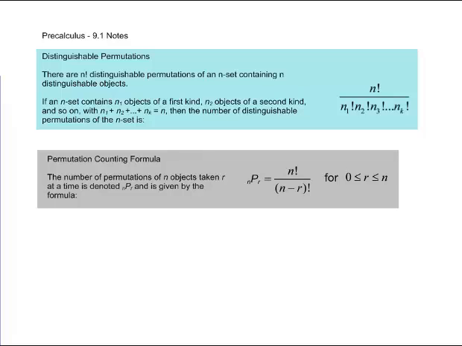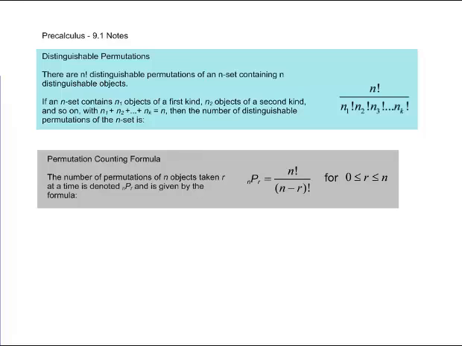Okay, so what we're looking at on the slide then are the formulas for finding distinguishable permutations. If you have n factorial distinguishable permutations of a set of n containing indistinguishable objects, this is what it looks like: n factorial over n1 factorial times n2 factorial times n3 factorial, and so on. So that's the first line, and that's distinguishable, which just means they're all a little bit different. And then for permutations, that's the gray box. The number of permutations of n objects taken r at a time is denoted by nPr, and is given by the following formula, where you have n factorial over n minus r factorial.